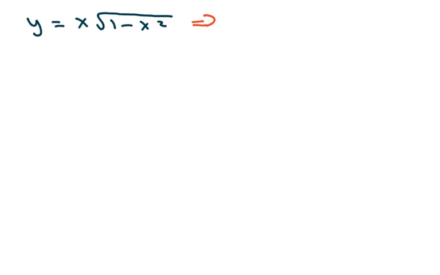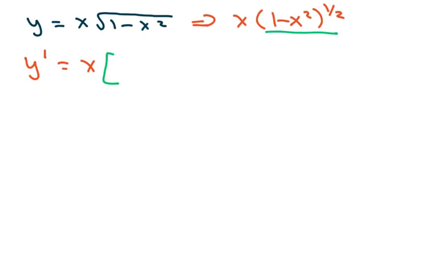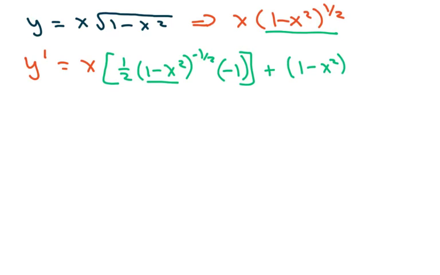So of course I'm going to rewrite this. And then we're using the product property, so I write this down, and now I'm going to take the derivative of this piece, which is 1/2 times 1 minus x squared to the negative 1/2 times the derivative of the inner function, which is negative 2x. Then you write the second function down, which is 1 minus x squared to the 1/2. Derivative of x is just 1.